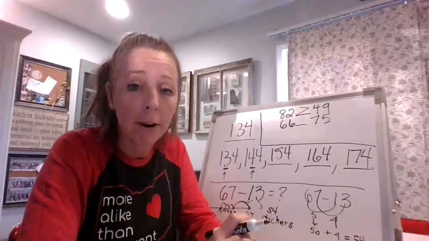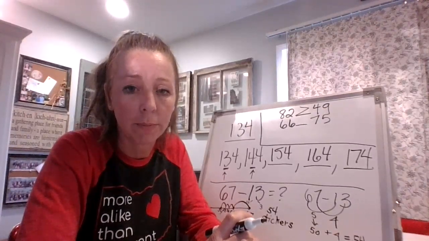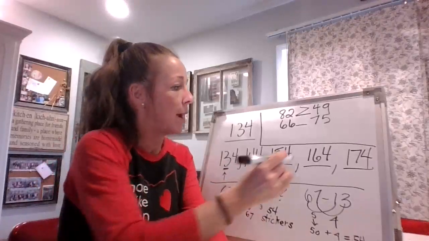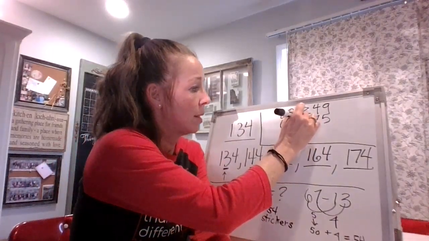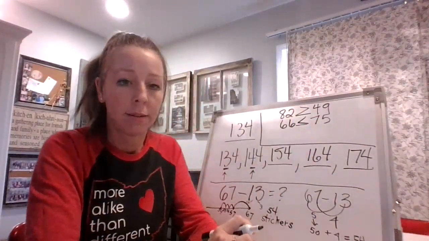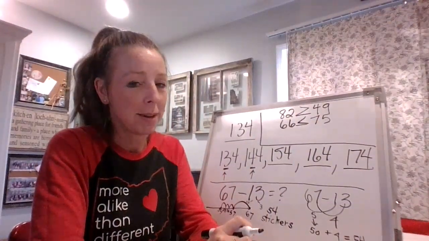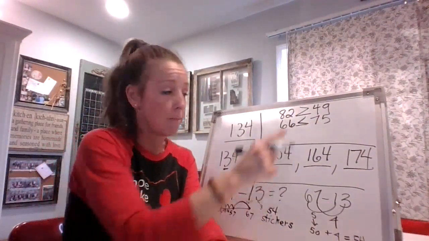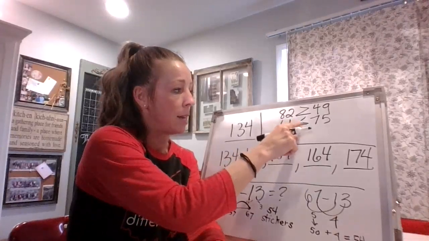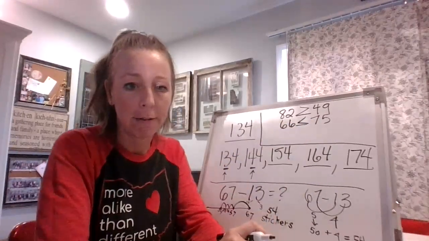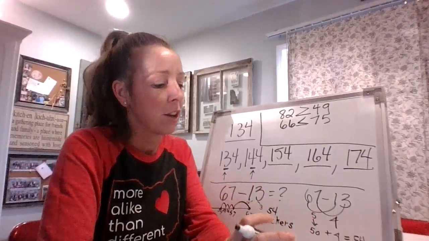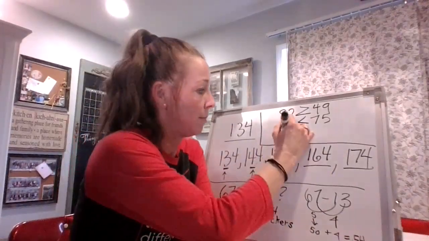Please put 66 and 75 on your paper. And then I want you to compare it. Greater than, less than, equal to. All right. Hopefully you did the same as me. Now let's read it together. Ready? 66 is less than 75. Way to go.